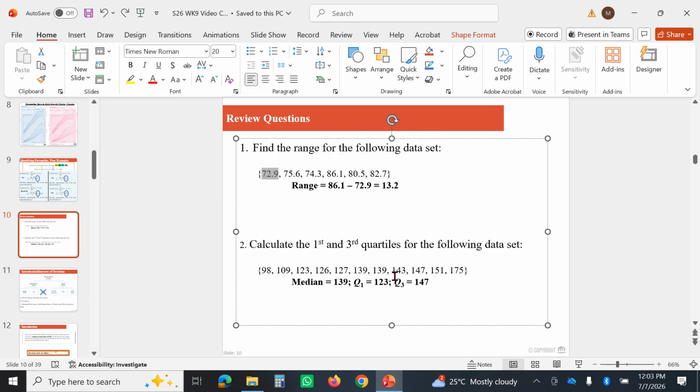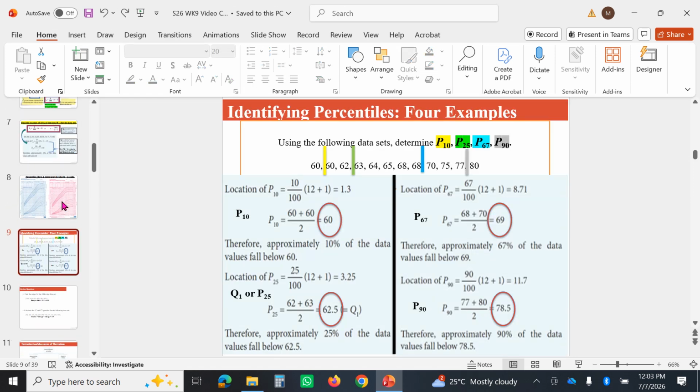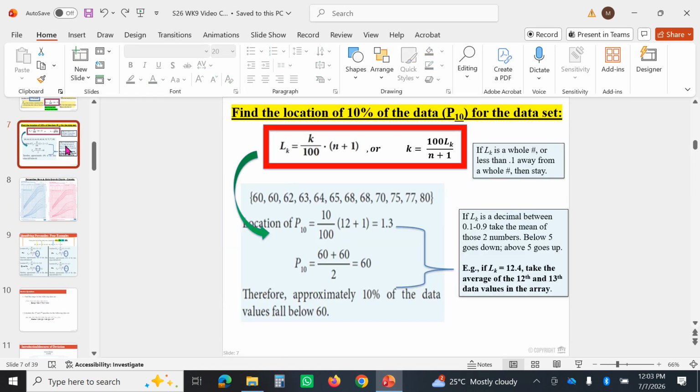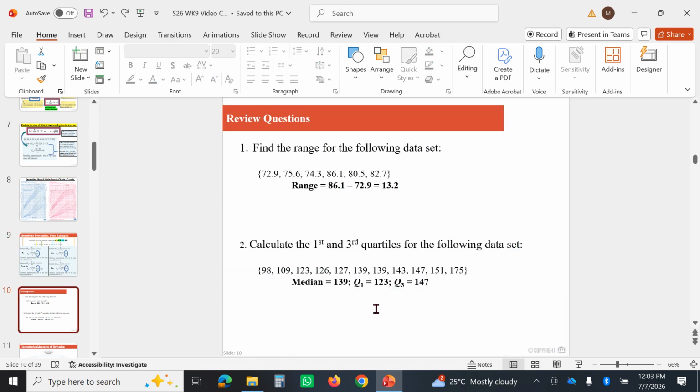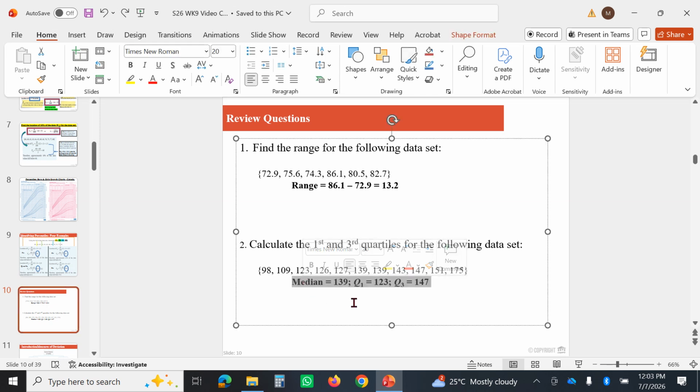Calculate the first and third quartile for the following data set. So you're looking to find these guys here, right? Okay, so you're going to find Q1 and Q3, and there's your median there as well. Let me know if you guys have any issues or if there's any errors or anything like that, but we should be good to go. Okay, so try these out, confirm, practice, away you go.